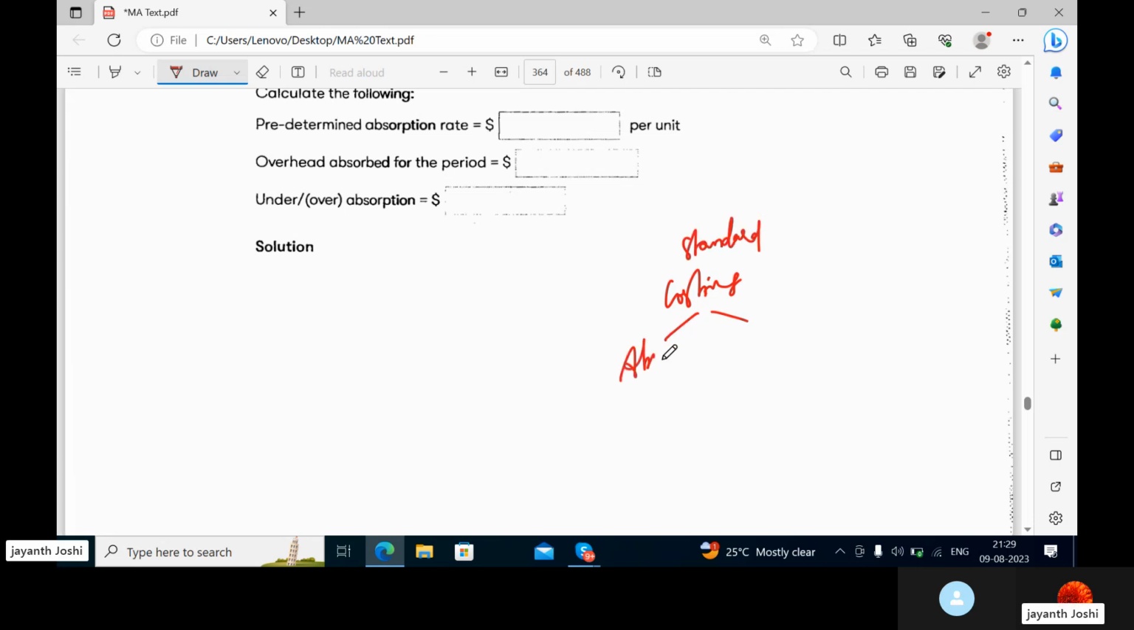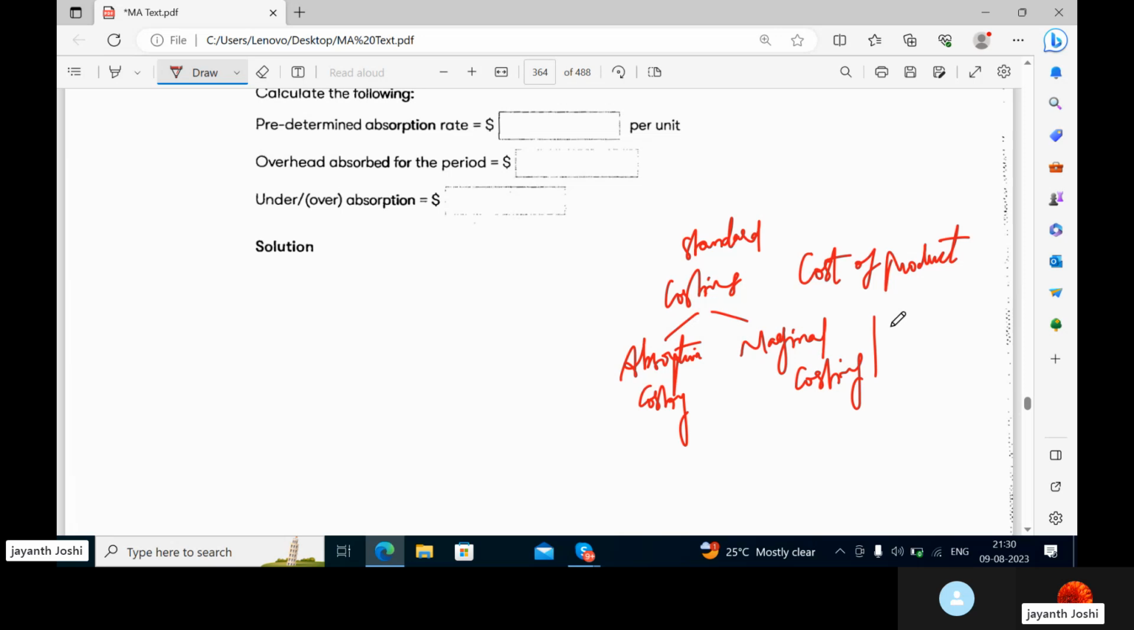So absorption costing and marginal costing. We are finding out the cost of the product. This marginal costing is also called variable costing.